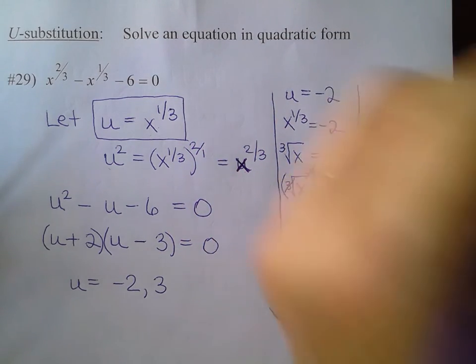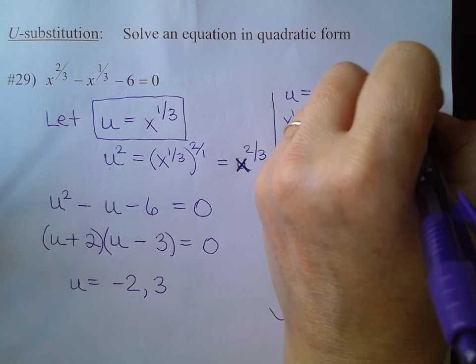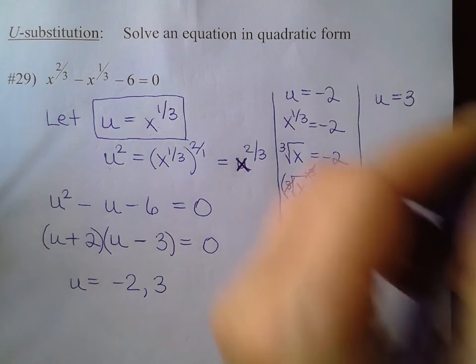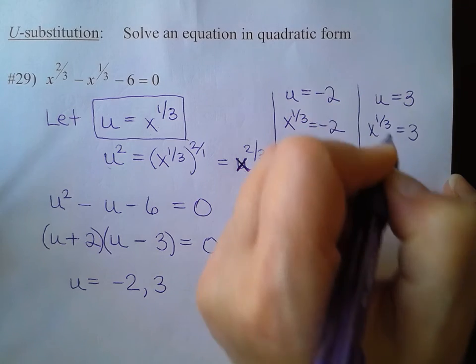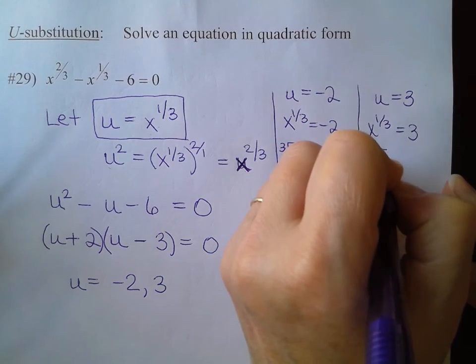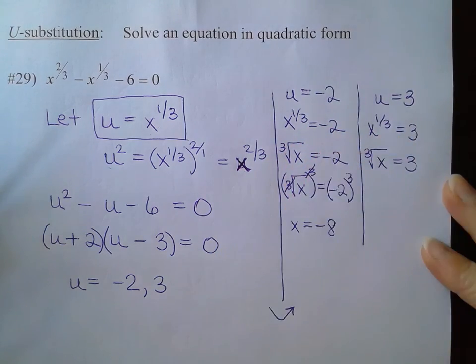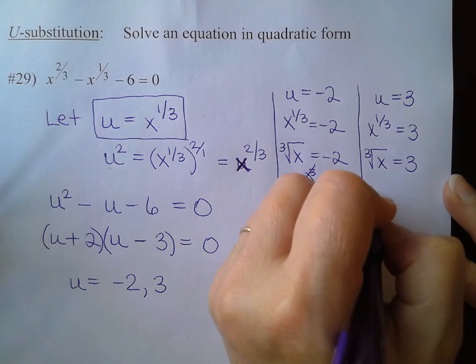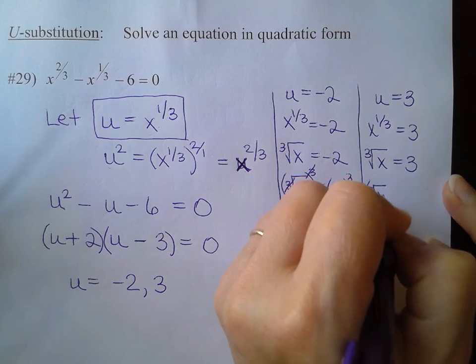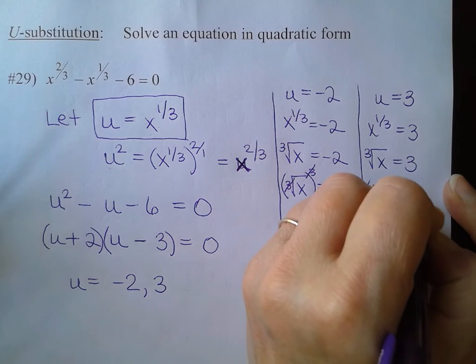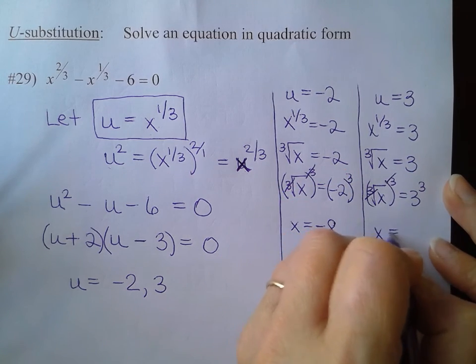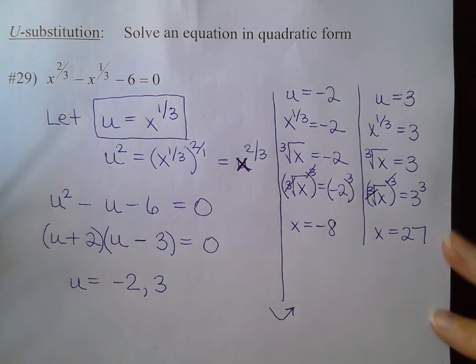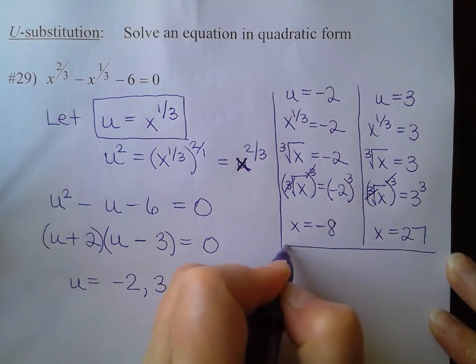Okay, and then I also had u equals 3, but u was representing x to the 1/3, which is the cube root of x. And so I can cube both sides, and get 27. So these are my two answers.